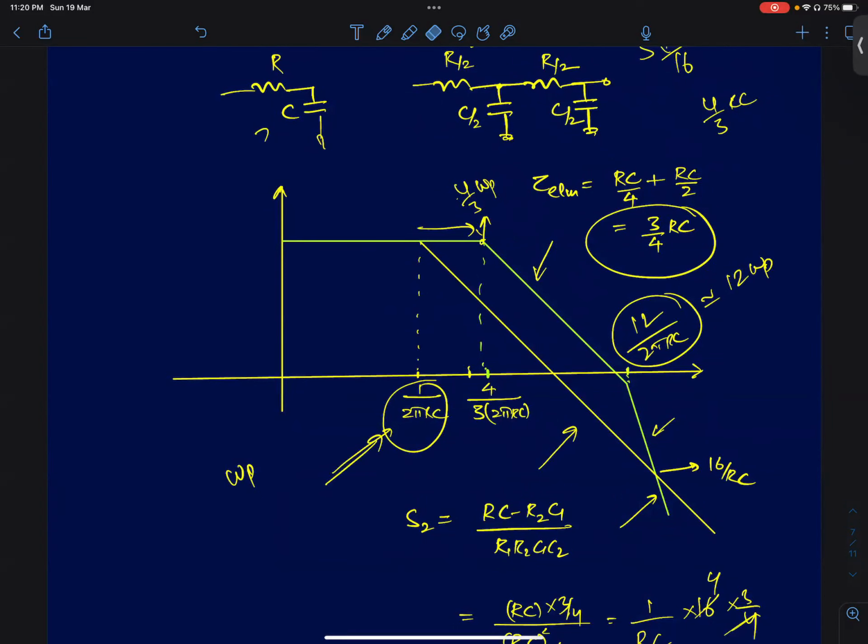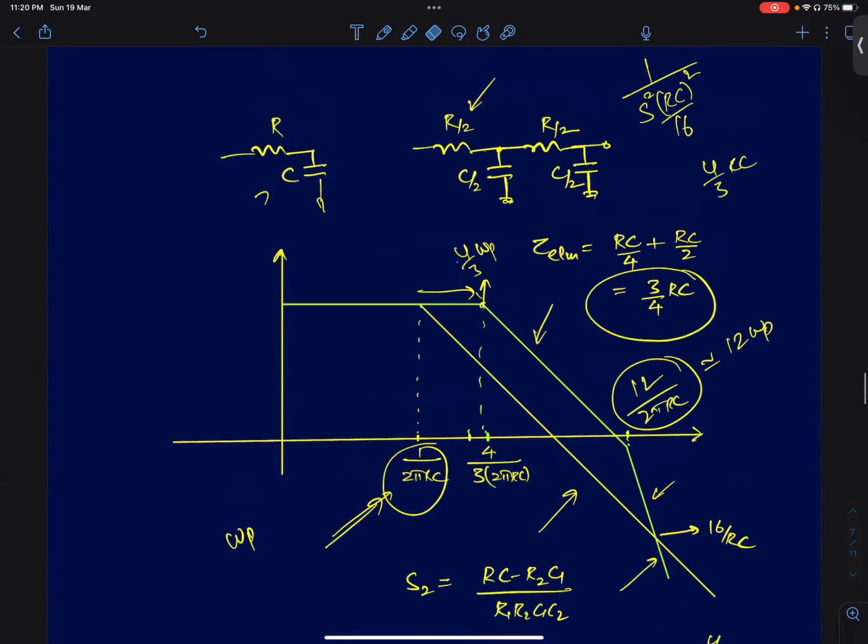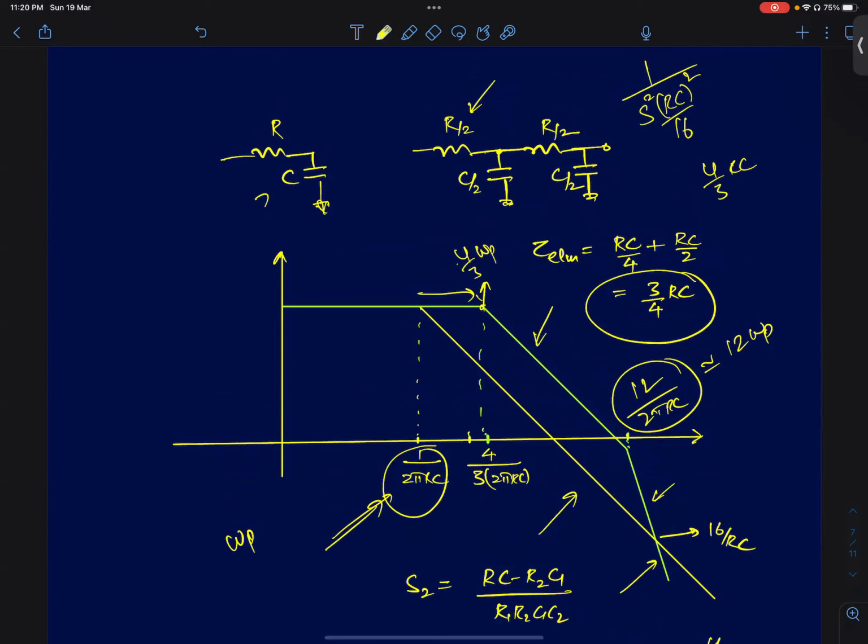Remember, RC is fixed. You can't change RC. That is coming from an area specification. You don't have much area on your chip. Area is limited. So you can't just keep increasing C. Now, between these two, which one will you pick? That's what you have to look at.